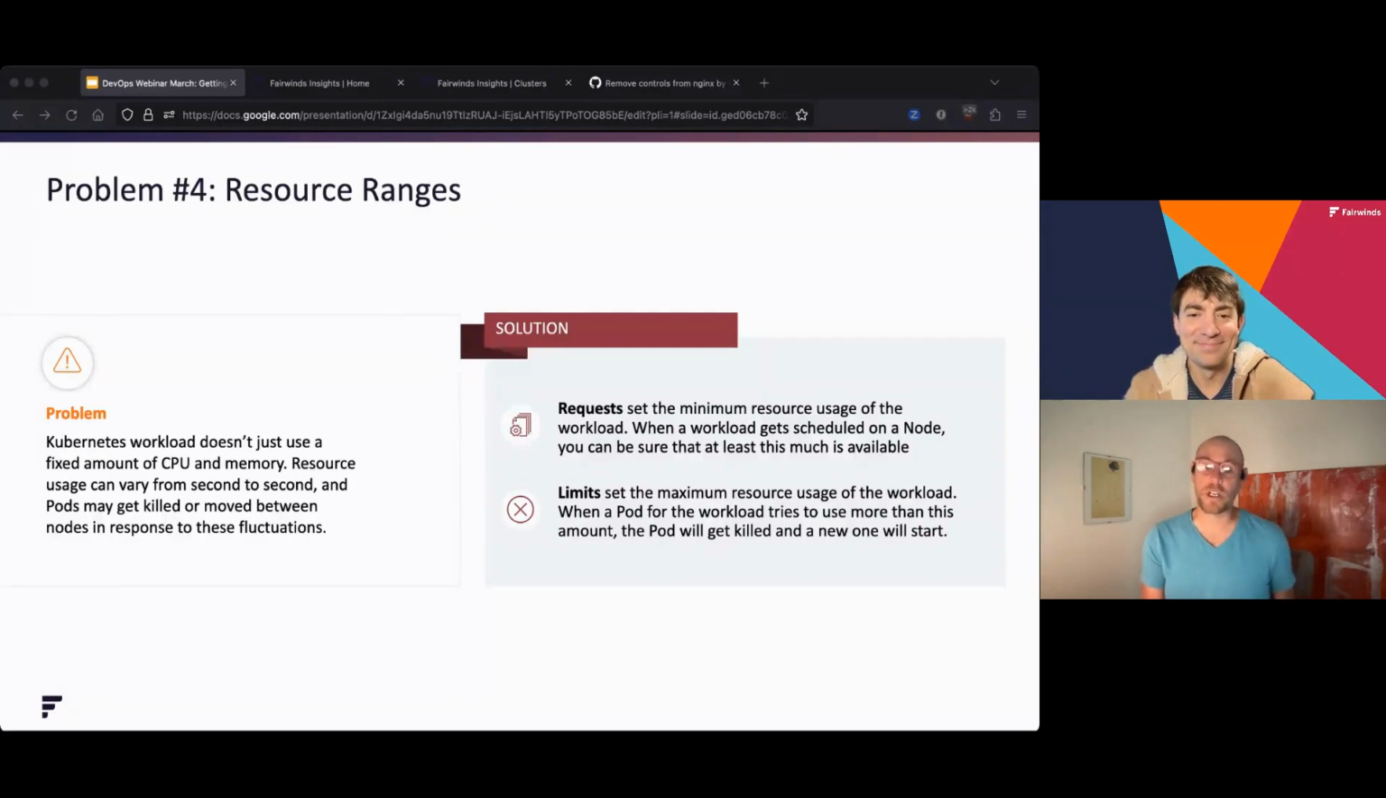I think a lot of organizations don't realize how much their engineers just don't have any idea how to right-size those things. And so, having software that helps you get that right is helpful. But those ranges, I want to talk a little bit about those ranges too.